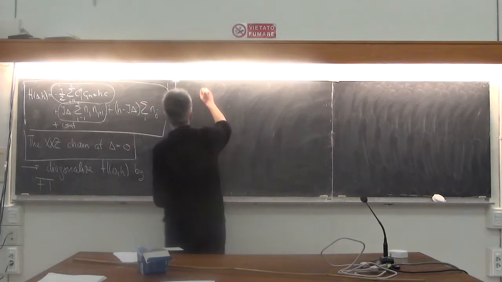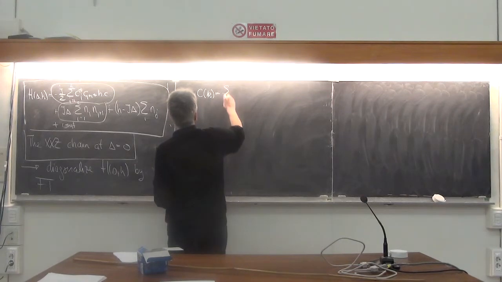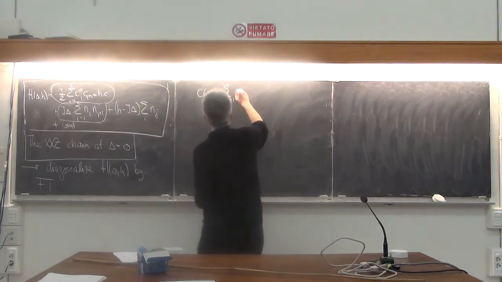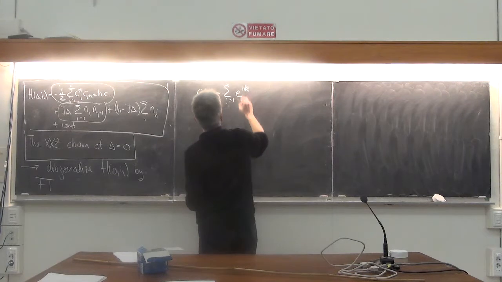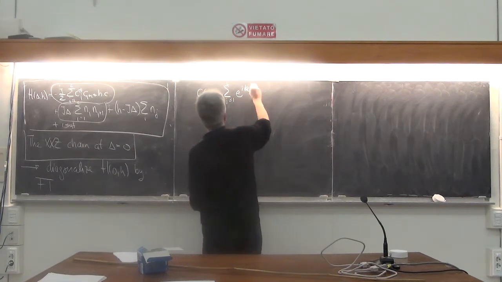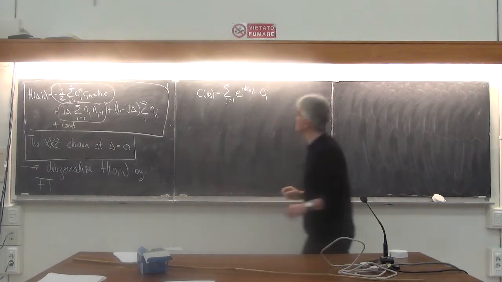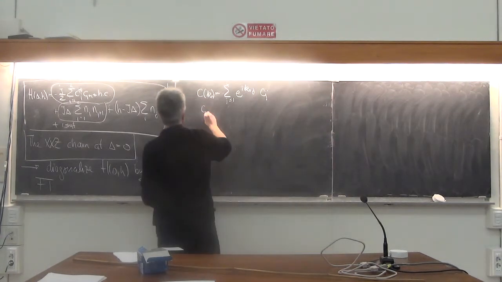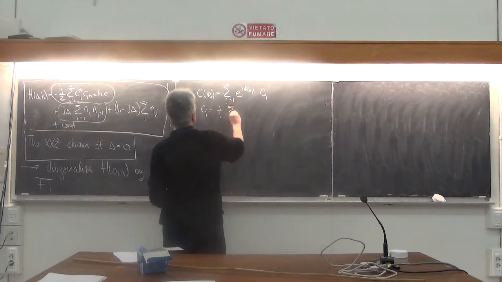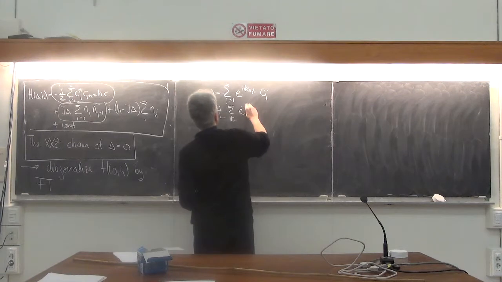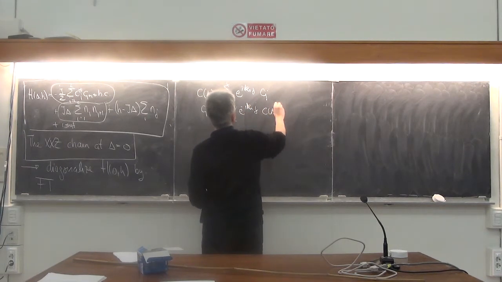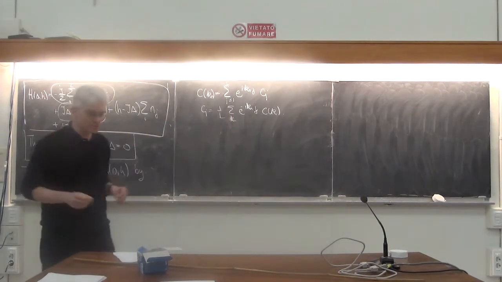So what we do is we go to Fourier space. We define C of k as the sum over j from 1 to L of e to the i k_n j times C_j. And then the inverse transformation would be C_j equals 1 over L, sum over k_n, e to the minus i k_n j, C of k. So I just go to Fourier space.